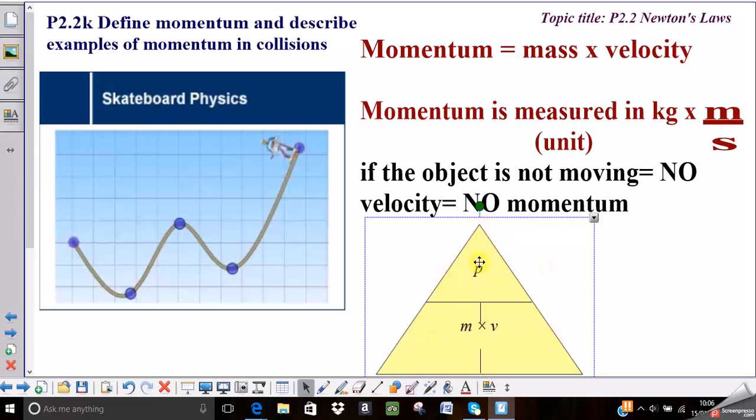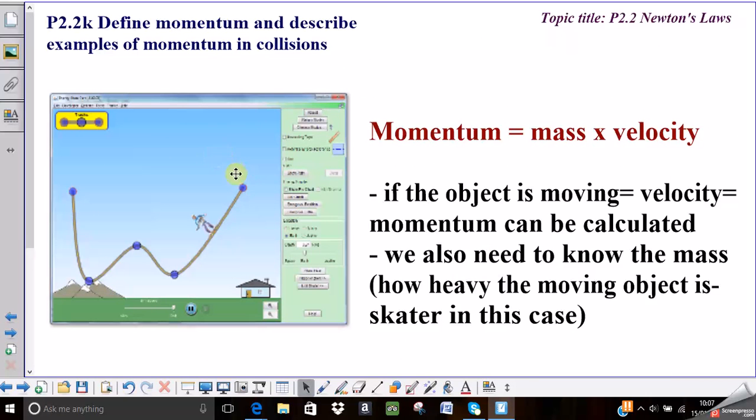This is the triangle. P stands for momentum. Momentum P goes on the top of the triangle. Mass stands for M. Velocity stands for V. They'll go on the bottom of the triangle. This is in case it helps you to remember the formula better.